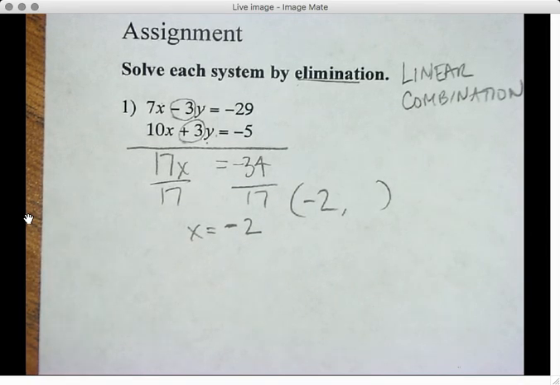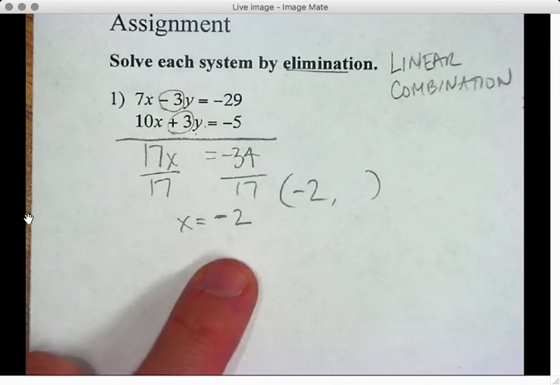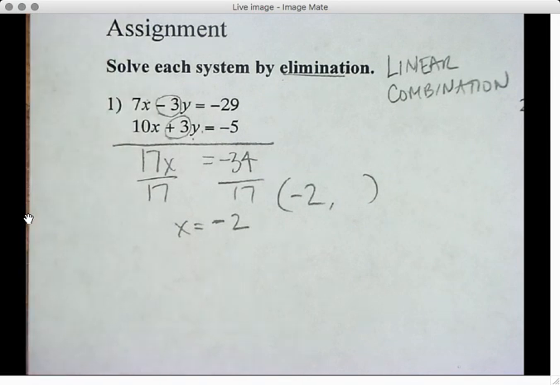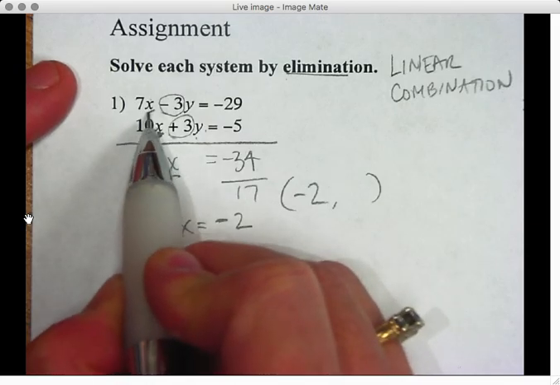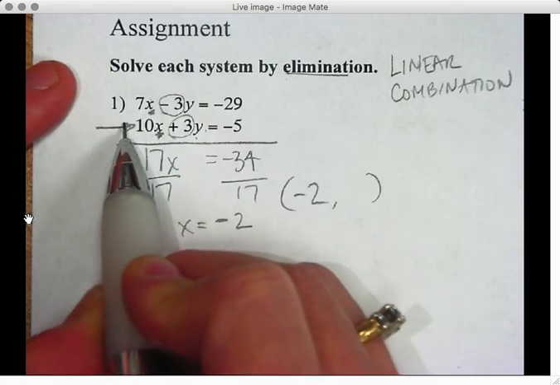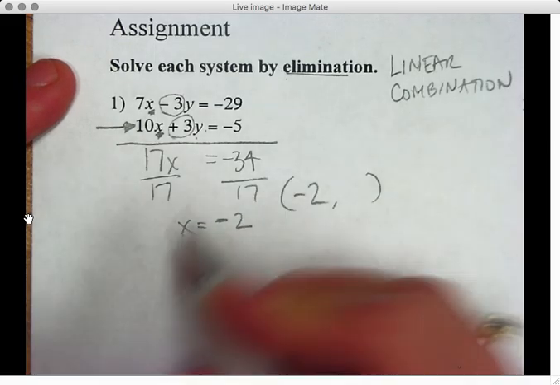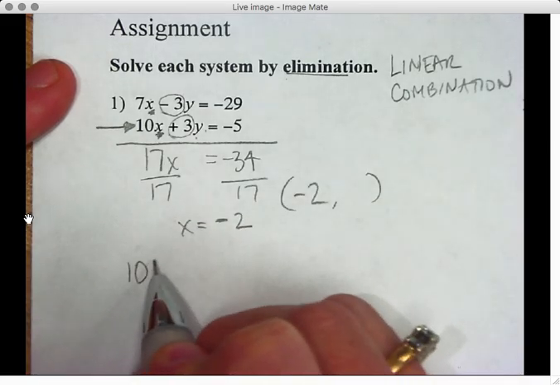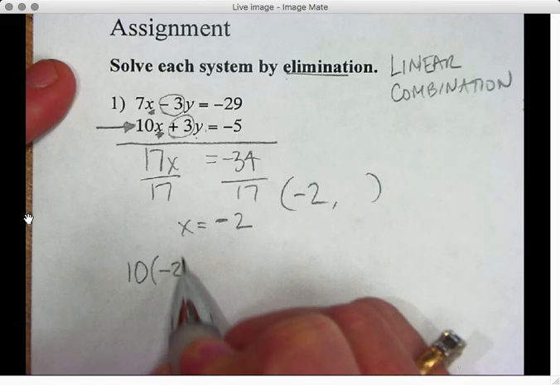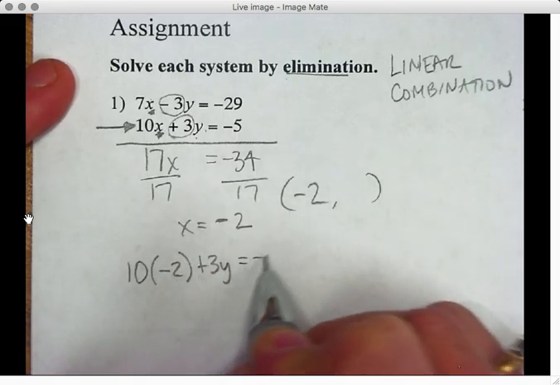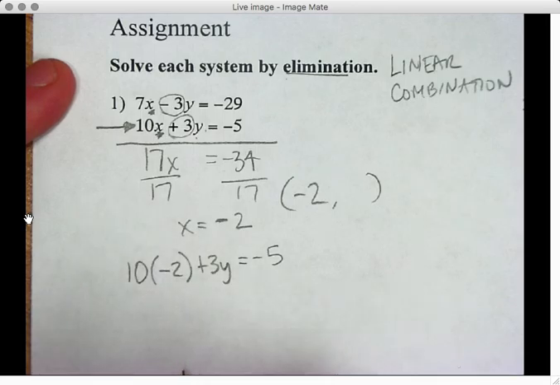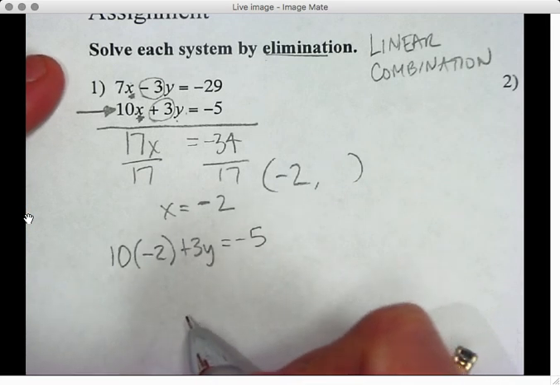All I have to do is plug that -2 into either of those equations. Either one, it doesn't matter. I can plug it in here or I can plug it in here. I think I like the bottom equation better. So when I write it in, here's 10 times the x that we just figured out, plus 3 times y equals -5. And now I just have to solve this equation and I should get y.